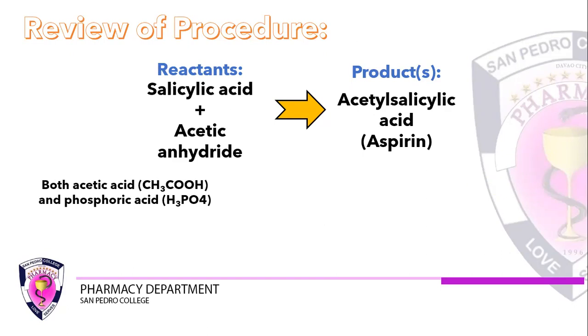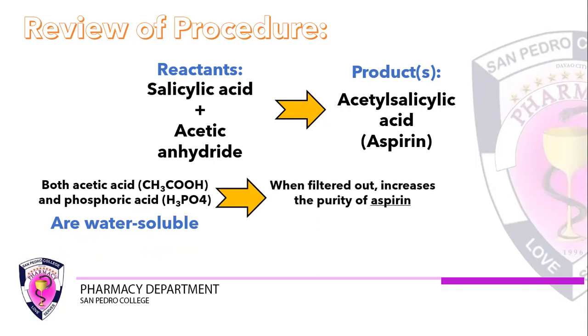Both acids, acetic acid and phosphoric acid, are characterized as water soluble. That is why during the experiment, the washing process, washing them off, is one way of purifying your aspirin, so that only aspirin is left because the acetic acid gets removed. Cold water was used, once again, because aspirin is not soluble in cold water.